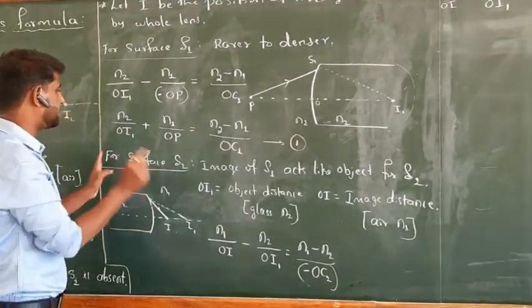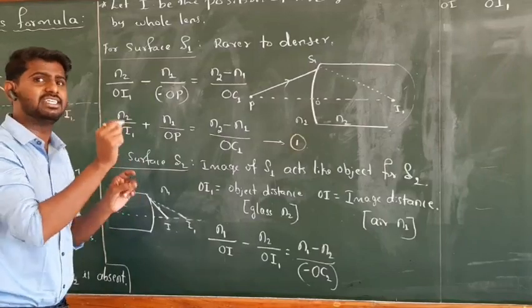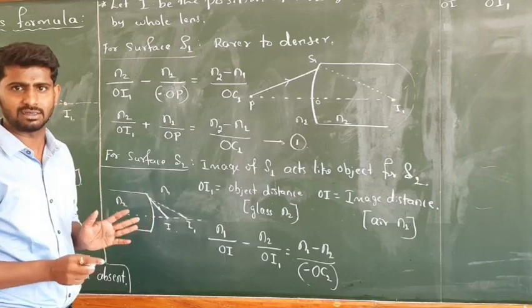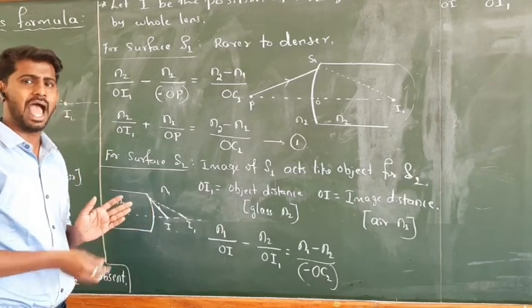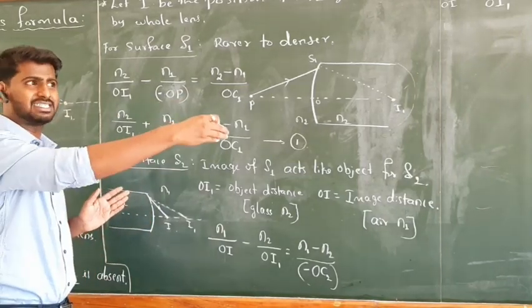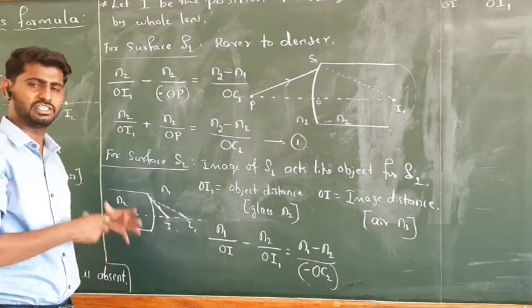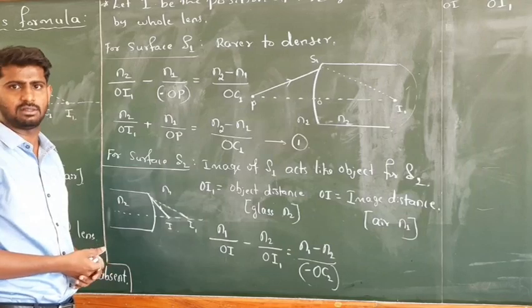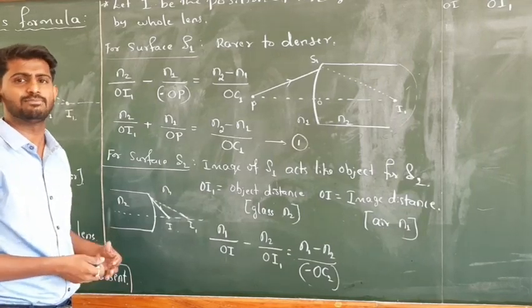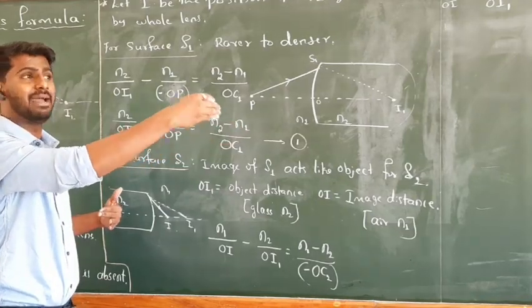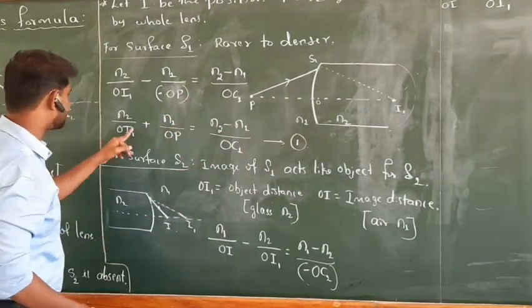So, I want to cancel that imaginary distance OI1. So what's that OI1? OI1 is the image distance when the second surface is absent. It was our assumption. But here, the second surface is present, so it is very difficult or impossible to measure that OI1, which is an imaginary distance. So I want to cancel this term.